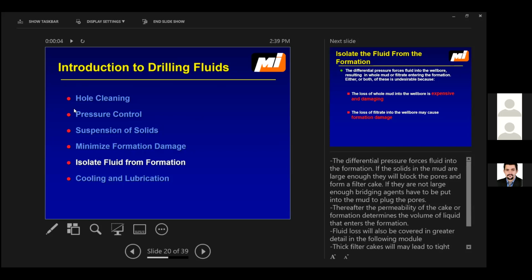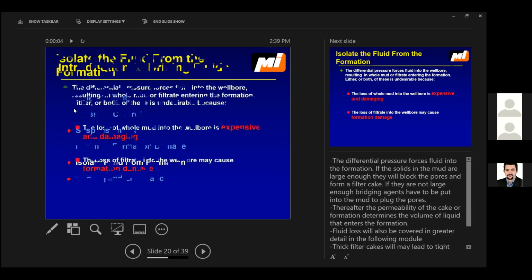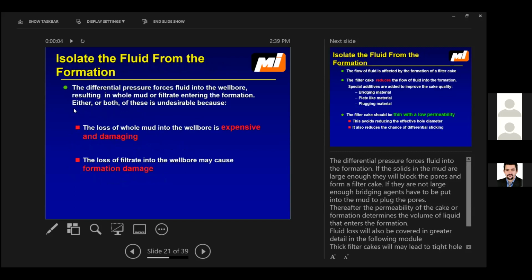Isolating fluid from the formation means to decrease the losses, because losses are expensive and maybe cause well control problems. Because if the column of the mud is decreasing in the well, then you can't preserve the pressure in the well, and that may cause a lot of problems.